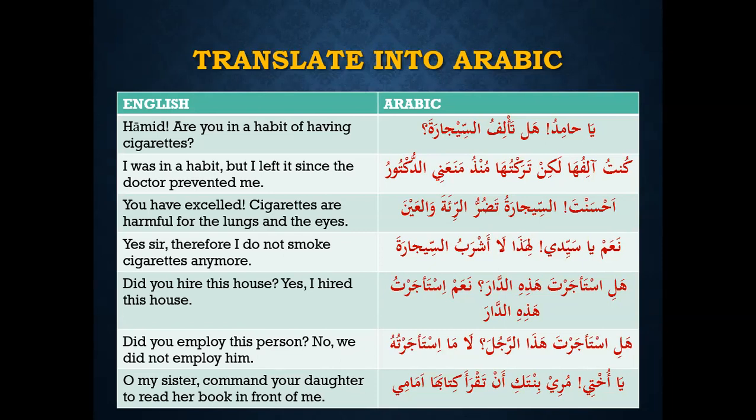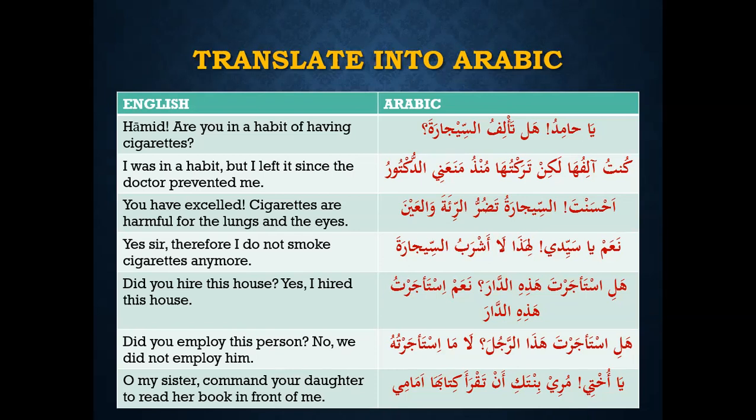Well done. Cigarettes are harmful for the lungs and eyes. السيجارة تضر الرئة والعين. The literal meaning is, I mean, you could do it differently. So here it means the cigarette, it harms the lung and eyes. So that's the true translation of the Arabic that I have done. So you could actually do it differently, which would be more appropriate.